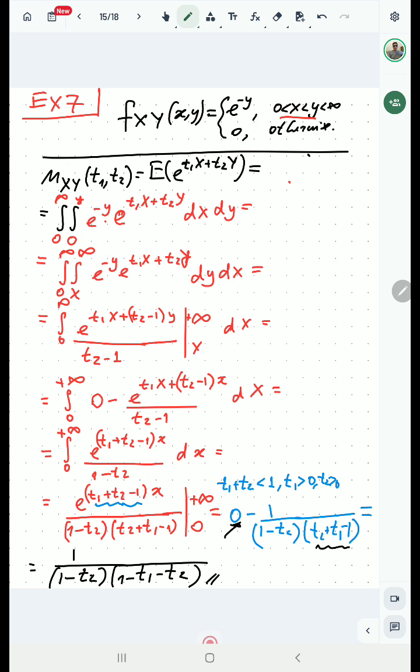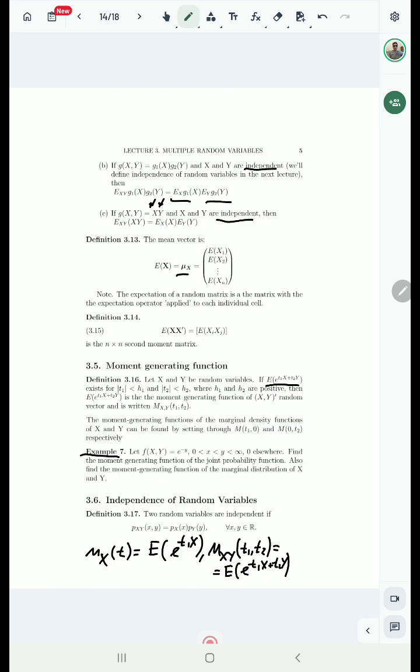Now let me see if we have another question here. Okay, so we have to find the individual, like marginal, moment generating functions. Oh yeah. So we have to get the individual moment generating function of the marginal distribution of x and y. That is easy. Once you have it, according to the property here, look at this property.